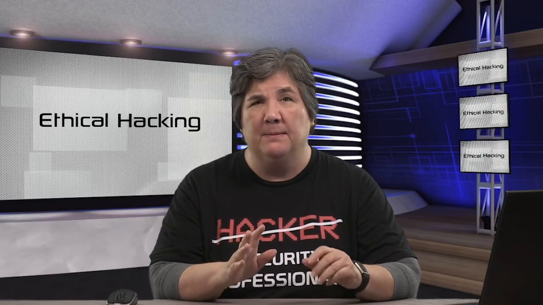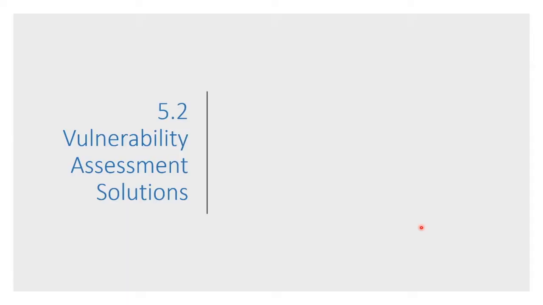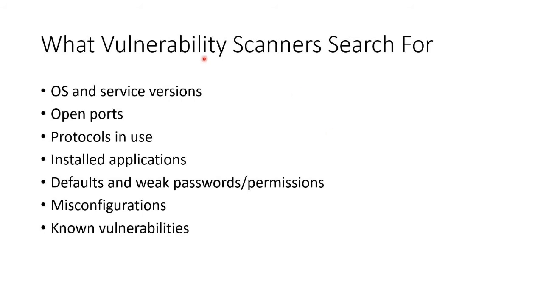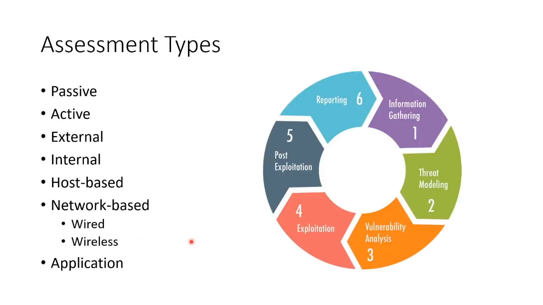Now let's talk about some of the tools we can use. Vulnerability scanners search for OS and service versions, open ports, protocols in use, installed applications. Now, of course, all of this is part of scanning and enumerating, but then they look for defaults, weak passwords, weak permissions, misconfigurations, and mostly they look for signatures of known vulnerabilities.